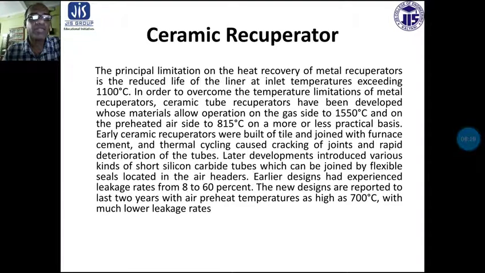with much lower leakage rates. So the ceramic recuperator is suitable where it has to handle high temperatures of the flue gas, up to 1550 degrees centigrade, where the metallic recuperator will fail.